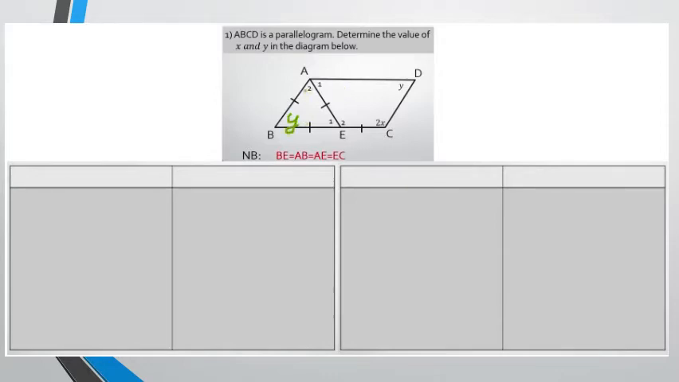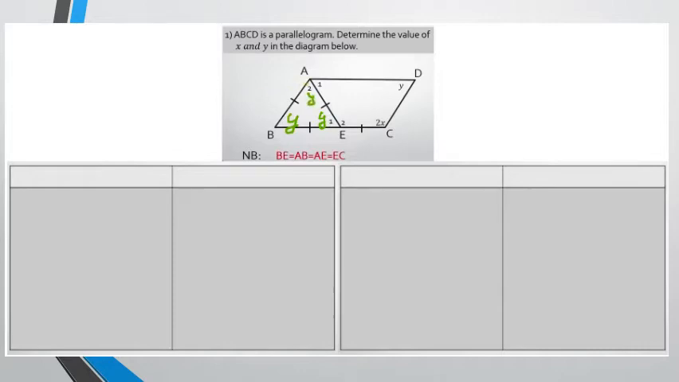If I look at the triangle ABE now, I see that it is an equilateral triangle. All sides are equal in length. Another property of that triangle is that the interior angles will be the same. So this angle here must also be y, and that angle there must also be y.